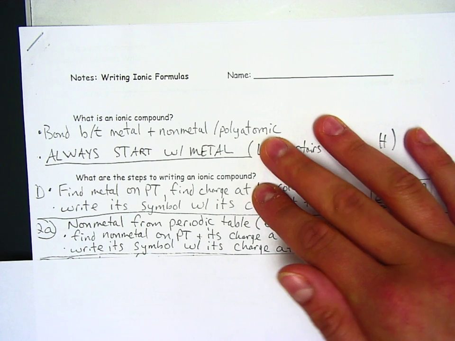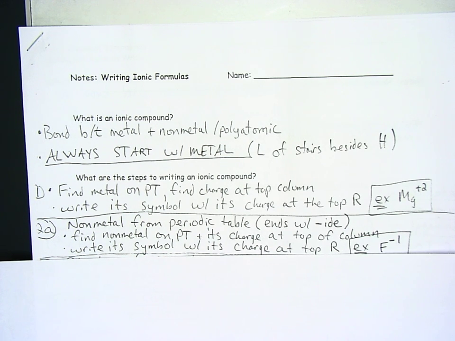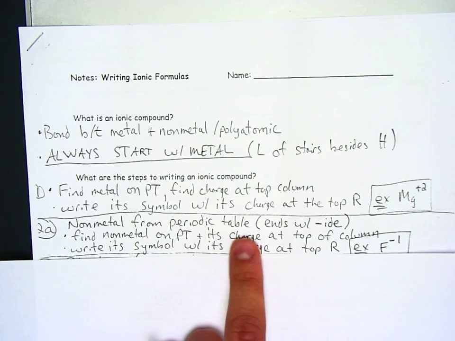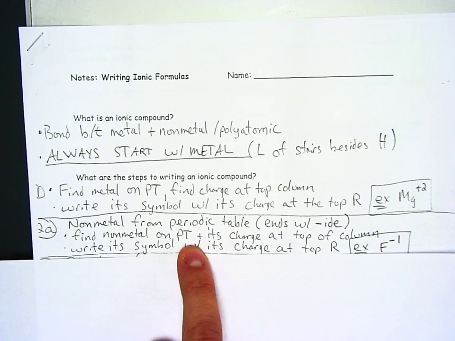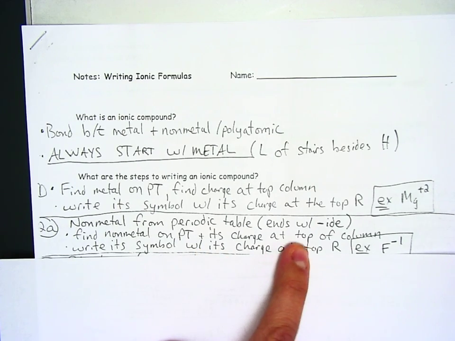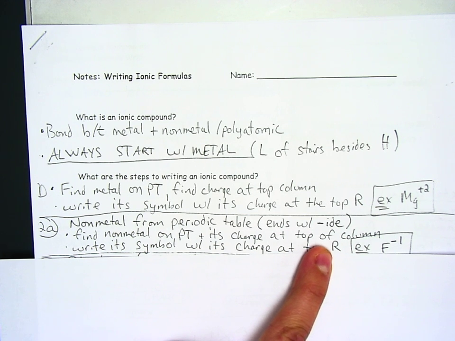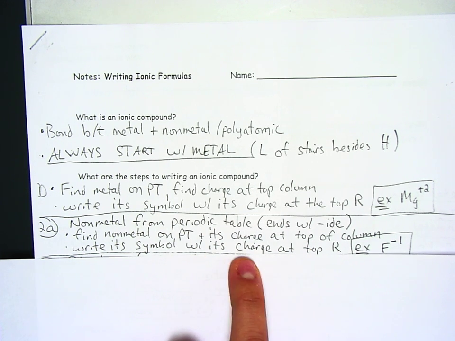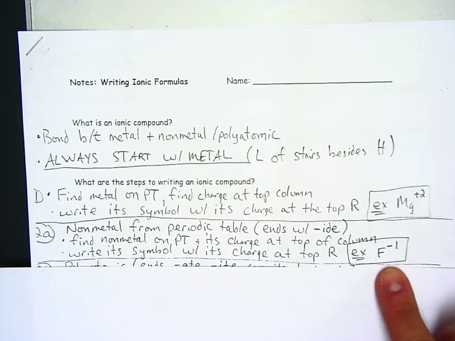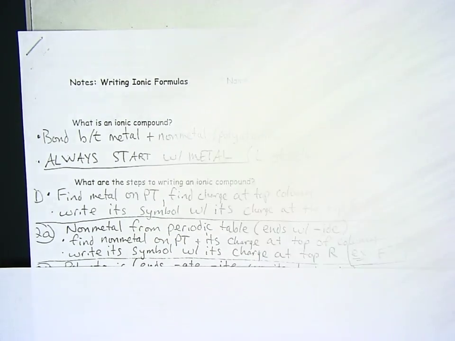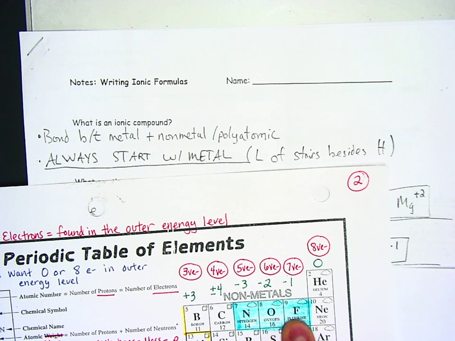Then for the nonmetal part, the anion, you're going to find that on the periodic table. That's the thing that ends in "ide." For a nonmetal, find its charge at the top of the column, and write down its symbol with its charge at the top right. So if we were working with fluorine, that'd be F with a -1, because fluorine, which you would see written as fluoride as an ion, has a -1 charge.